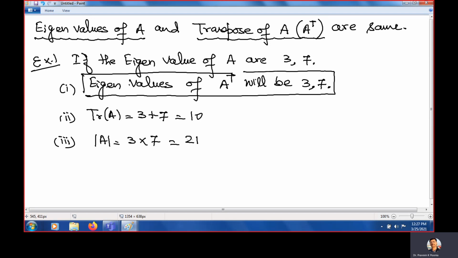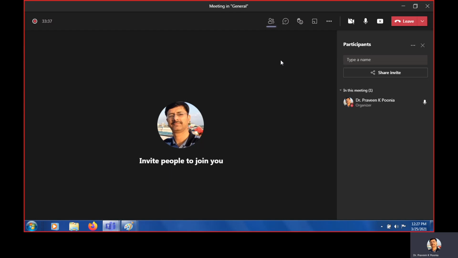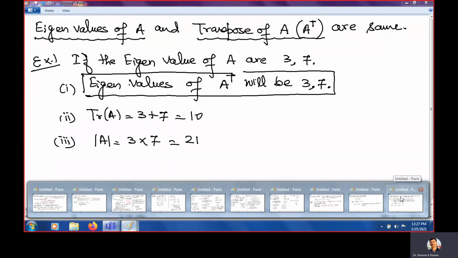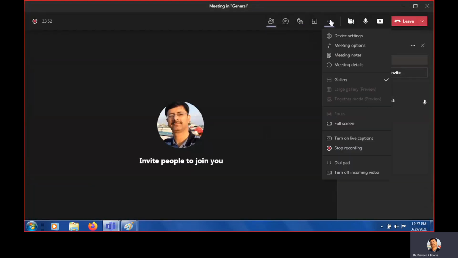So dear friends, in this lecture, we learned how to write the characteristic polynomial, how to write the characteristic equation, how to find the eigenvalues, how to write the eigenvalues of the transpose of a matrix, how to write the trace, and how to write the determinant. Okay. In one more lecture, we will finish the other topic, eigenvectors.